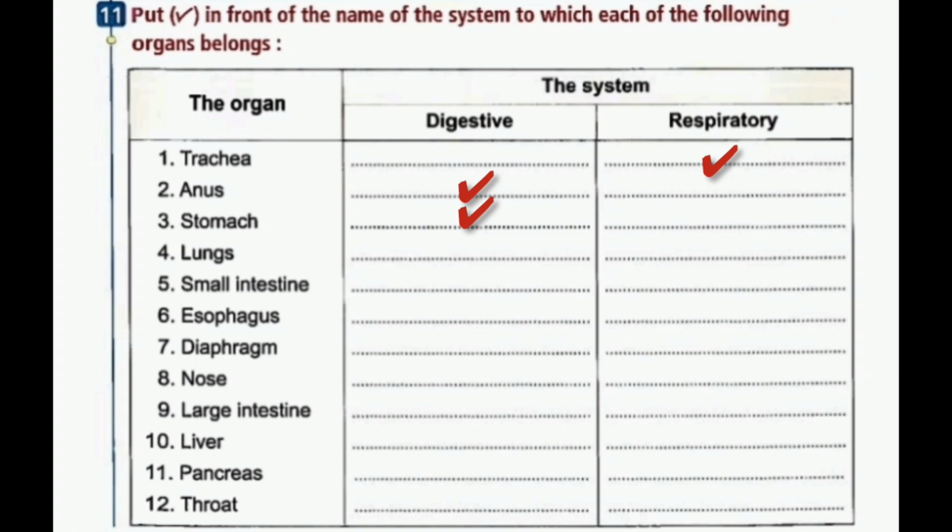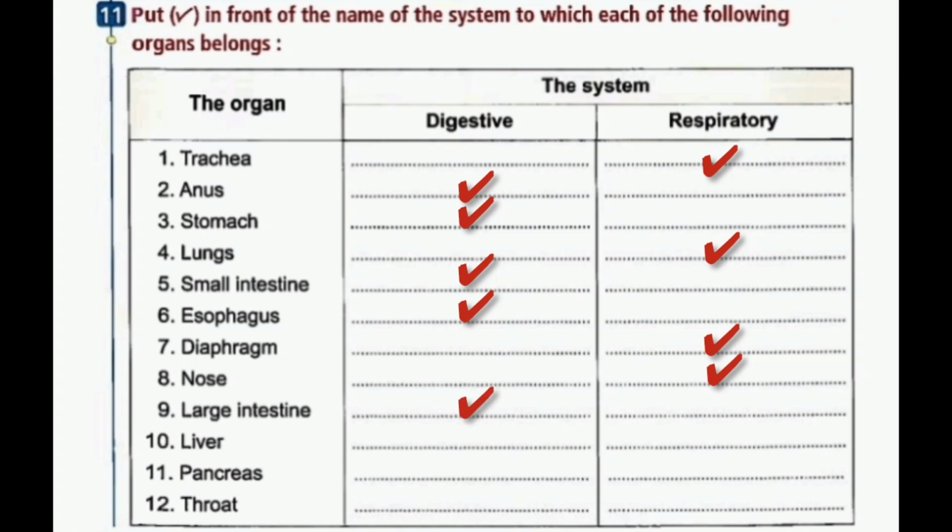Number 4, lungs. Lungs belong to the respiratory system. Number 5, small intestine. Small intestine belongs to the digestive system. Number 6, esophagus. Esophagus belongs to the digestive system. Number 7, diaphragm. Diaphragm belongs to the respiratory system. Number 8, nose. Nose belongs to the respiratory system. Number 9, large intestine. Large intestine belongs to the digestive system.